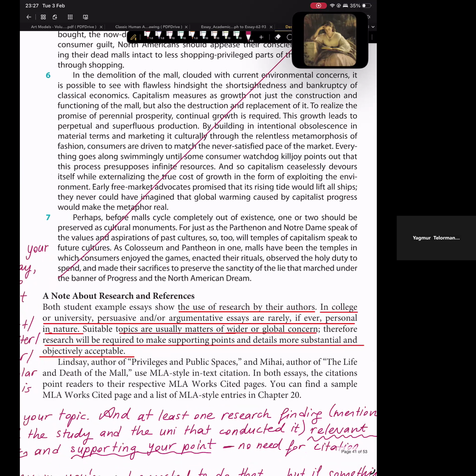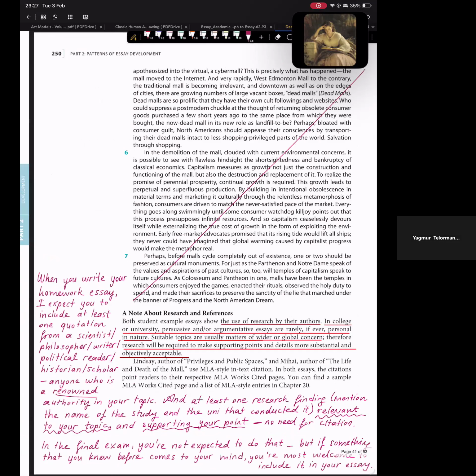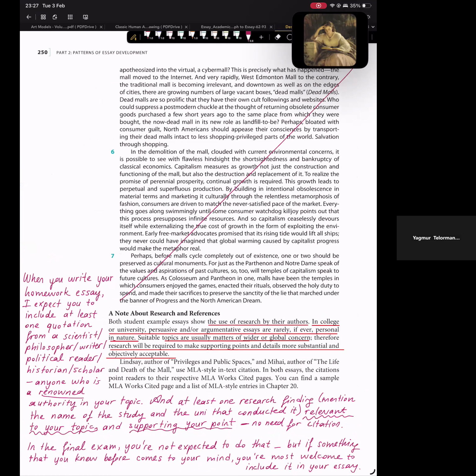When you write your homework essay, I expect you to include at least one quotation from a scientist, philosopher, writer, political leader, historian, scholar, anyone who is a renowned authority in your topic. And at least one research finding. Mention the name of the study and the university that conducted it. And of course, these two should both be relevant to your topic and support your point. And also, you don't need any citation.